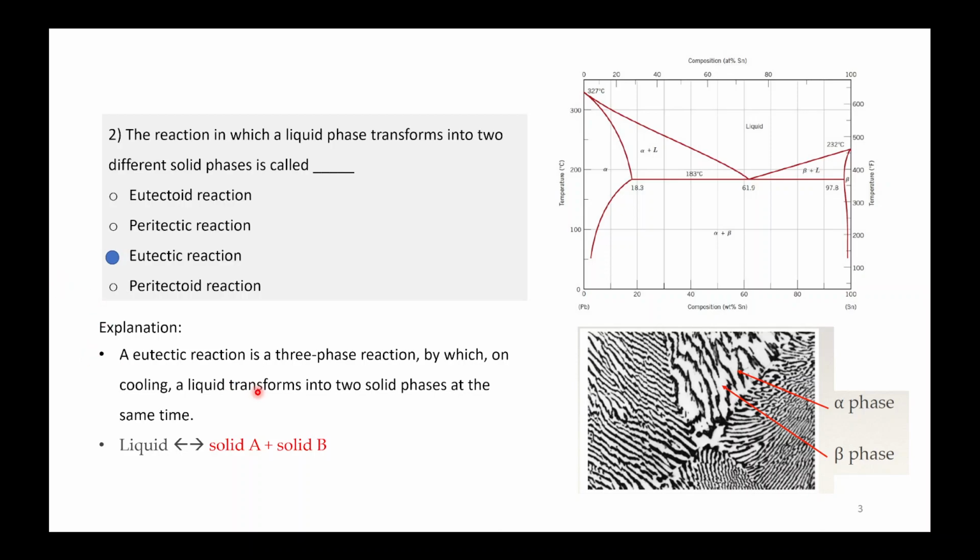So this is what your eutectic reaction looks like. A eutectic reaction is a three-phase reaction by which, on cooling, a liquid transforms into two solid phases at the same time. So your one liquid will transform into solid A and solid B. There will be a eutectic mixture with a lamellar type of structure, where alpha and beta, two phases, will form. This is what your phase diagram will look like. In case of lead and tin, you can see this type of structure will form.